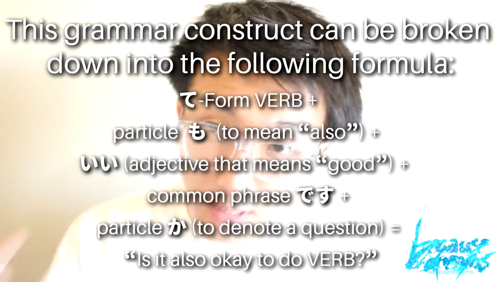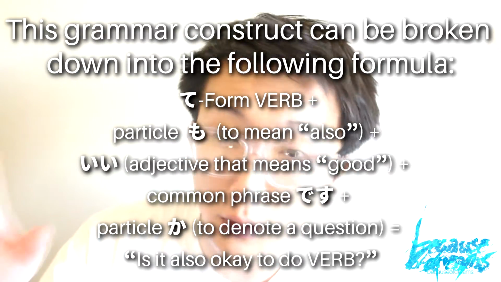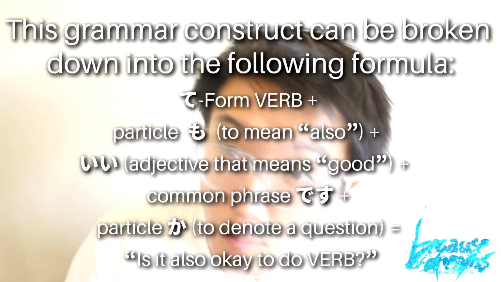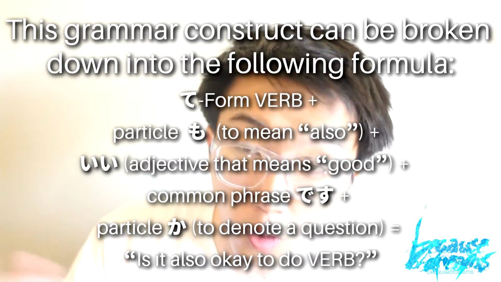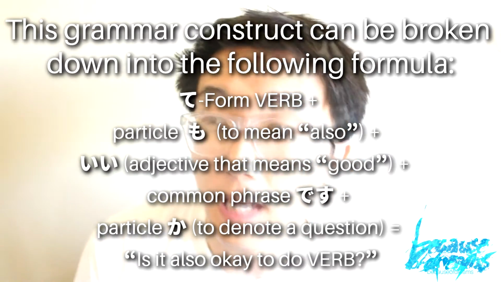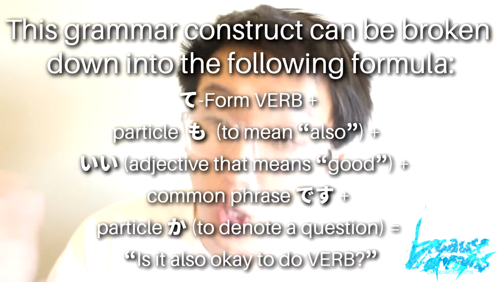So basically this grammar construct can be broken down into the following formula. First up, we're just going to have the te form of a verb. Next, we're going to have the particle mo to mean also. Next, we have the i adjective ii, and this is going to take on the meaning of good or okay, basically.